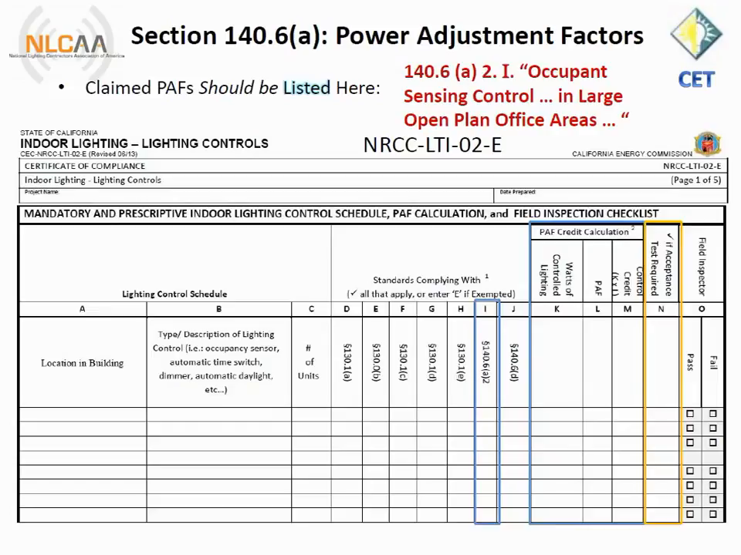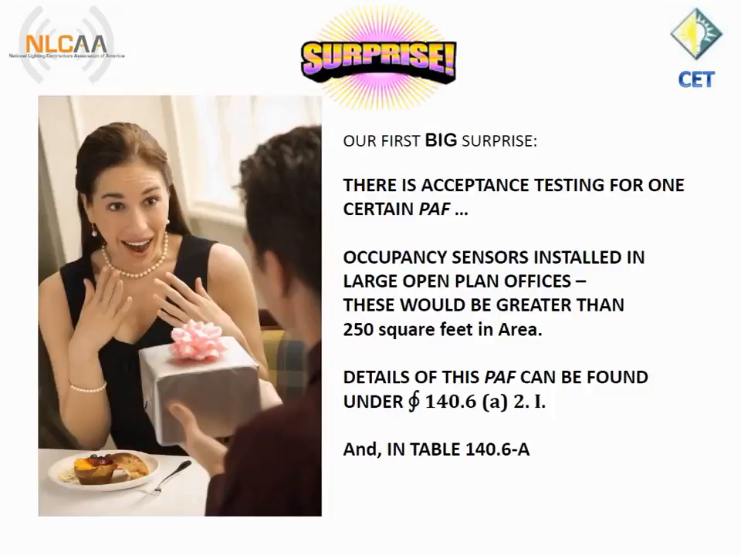140.6-A, occupant sensing controls in large open plan offices, it is checked off here. Worked out for control credits on the table, and here's a surprise, acceptance testing is required. Claiming the PAF from 140.6 A2I of the Building Energy Efficiency Standards, occupant sensing control controlling the general lighting in large open plan office areas above workstations triggers acceptance testing. This PAF is for the above areas in excess of 250 square feet and is based on the area under control of the occupancy sensor. And by the way, these rarely work properly, so maybe that's how the acceptance test technician got stuck having to check these.